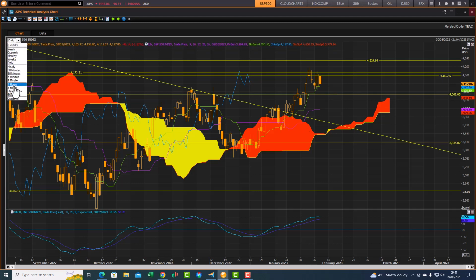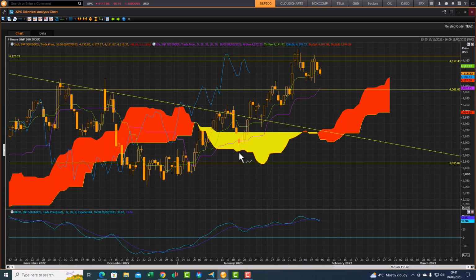Now if we turn to the 4-hour one, it gives us a bit more idea what's happening intraday. We've got a similar chart pattern, a nice little rebound from this cluster of support here, broke through the cloud, found support at the turning line, managed to rally past, and now is running into resistance at this 4175 and 4157 zone.